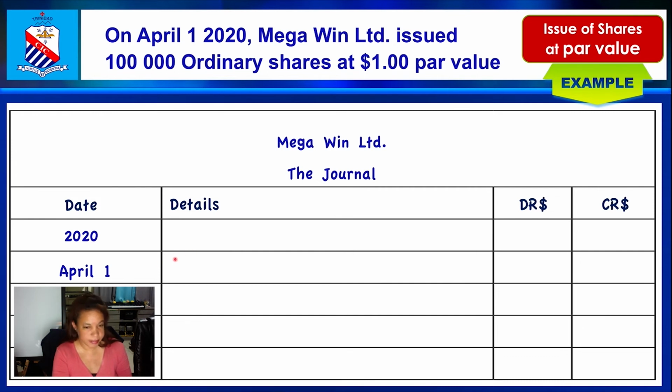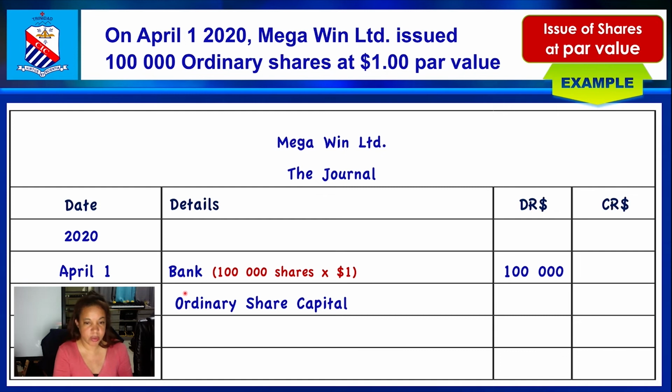So bank, you're working number of shares by how much you sold it for, $1, 100,000. Then you go credit, ordinary share capital, working 100,000 by par value, which is the same value. So you credit 100,000. That's it. So it's really nice and easy when it is just at par value.